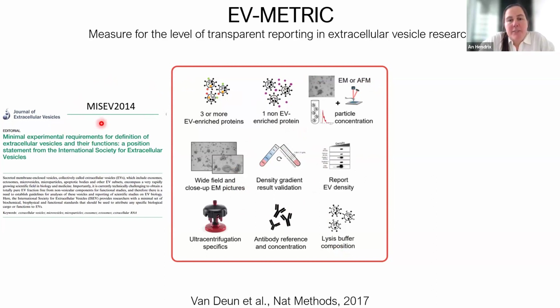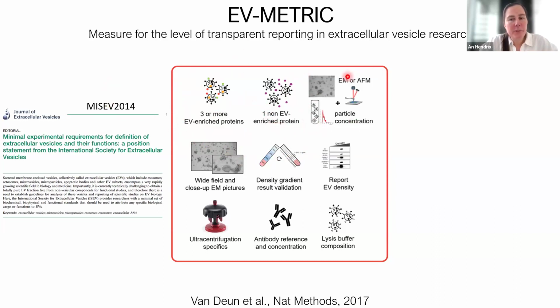And together with the EVTRACK consortium, we came up with a set of 9 experimental parameters that we thought were really critical to be able to interpret experiments that are reported in literature and to also reproduce them. And these parameters related to the analysis at protein level. So for example, 3 or more EV-enriched proteins should be analyzed, 1 non-EV enriched protein.